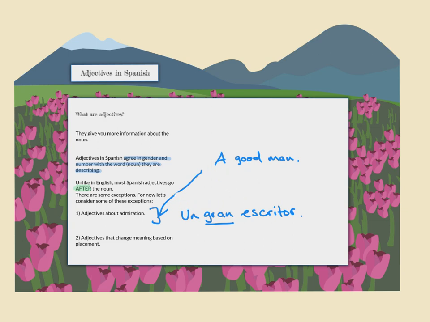Now, you can also have adjectives that go before the noun in Spanish, in cases where the adjectives will actually change meaning based on the placement. So I'll give you two examples, and don't worry about knowing all of them, because again, this will be memory based.